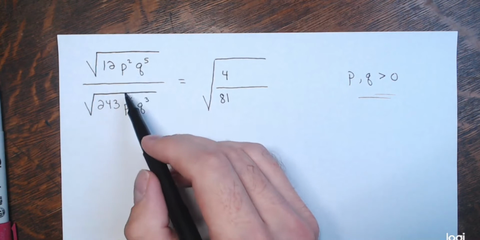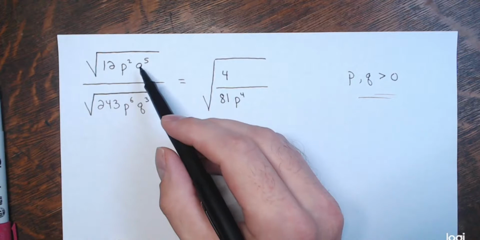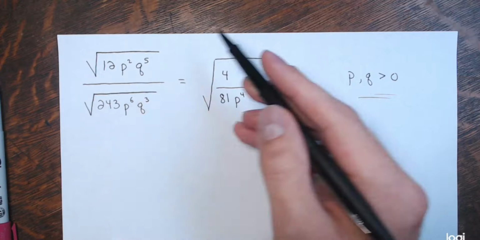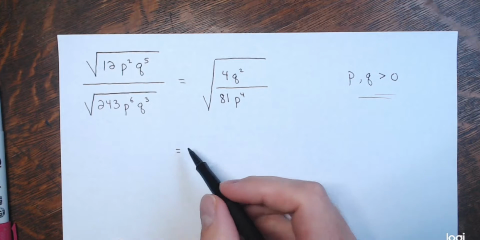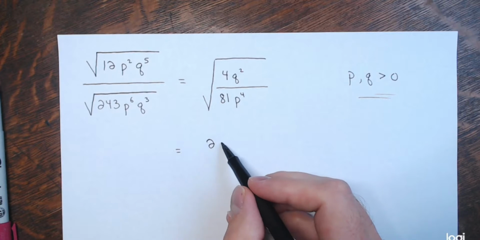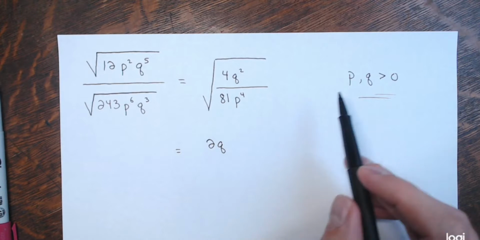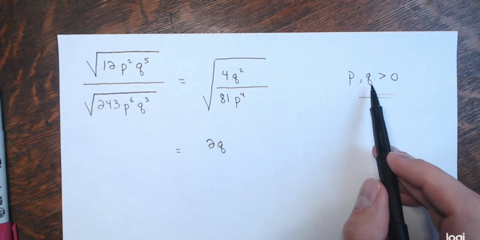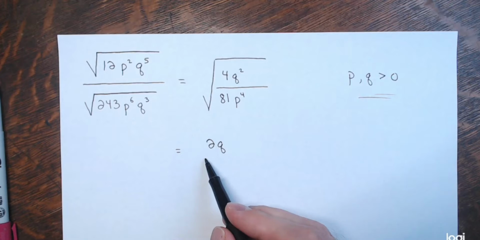P squared over p to the 6th, you'd have p to the 4th left over in the denominator. And then q to the 5th over q to the 3rd, you'd have q squared left over in the numerator. Right. And then reapplying the quotient rule here, the square root of 4q squared would be 2 times q. And once again, technically it should be 2 times the absolute value of q. Right, the square root of q squared is the absolute value of q, but once again they told us, assume that q is positive, so that way we don't need to put absolute value symbols.